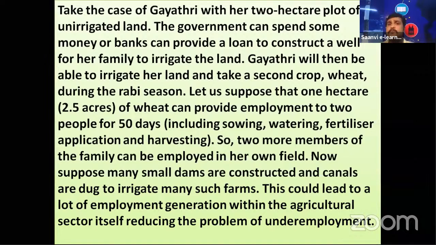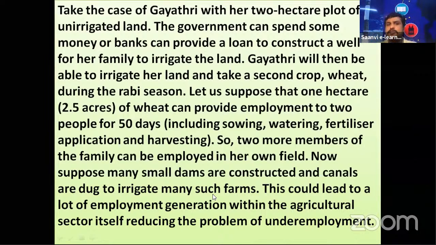Let us suppose that 1 acre of wheat can provide employment to two people for 50 days. So 2.5 acres given, can provide employment to 2 people for 50 days, including sowing, watering, fertilizer application and harvesting. So these all include in that. So 2 more members of the family can be employed in her own field.